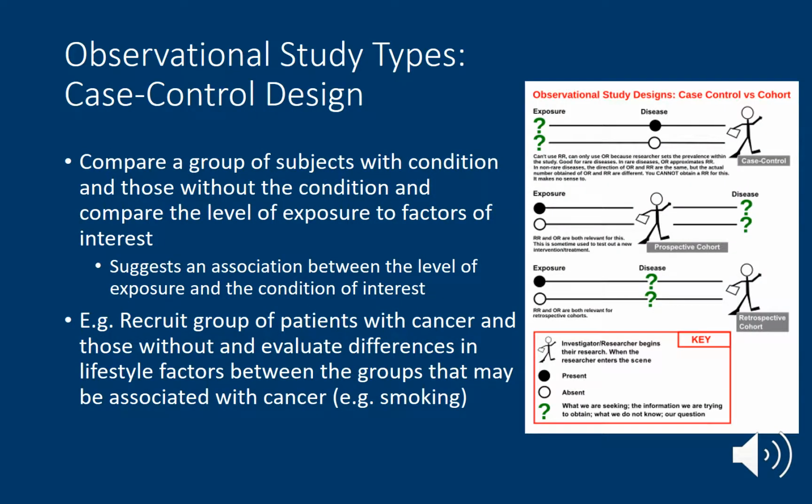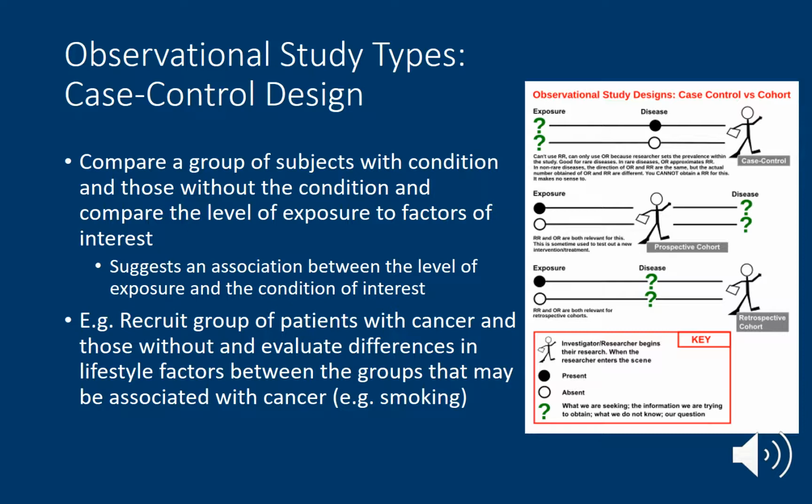There's also the case control design. And here we can compare subjects with a condition and without, and then we compare the level of exposure to factors of interest. This suggests an association between the level of exposure and the condition of interest. For example, we can recruit patients with cancer and those without and evaluate differences in lifestyle factors between the groups that may be associated with cancer.